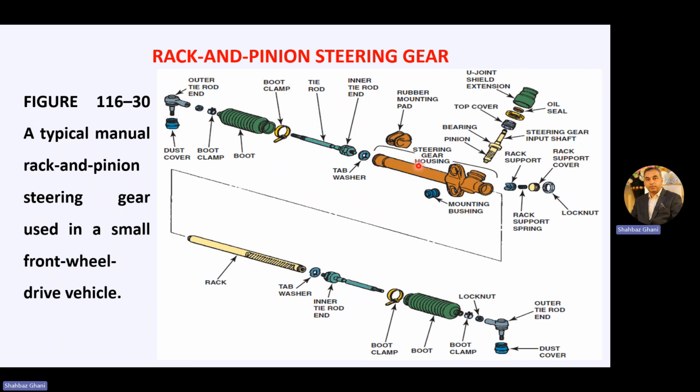We have this housing, the steering gear housing, then we have this rubber pad and tab washer. This is the inner rod, the tie rod, and the boot clamp, and this is the boot, and this is going to your tie rod end, and that tie rod end is attached to your steering knuckle, and that steering knuckle is attached to your wheel. And the same goes on this side. So these are the steering gear input shaft and the cover, extra things.